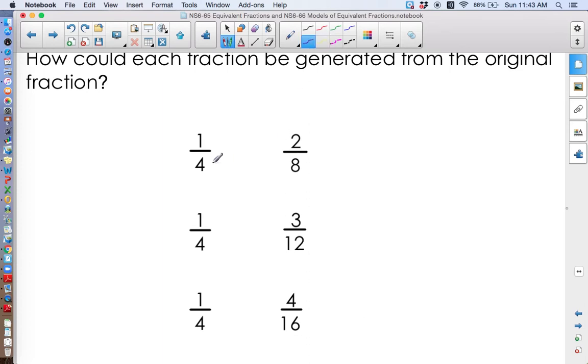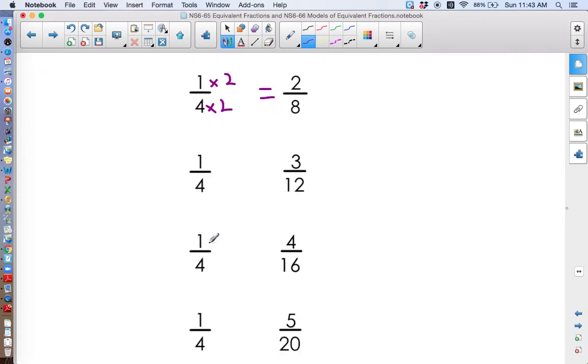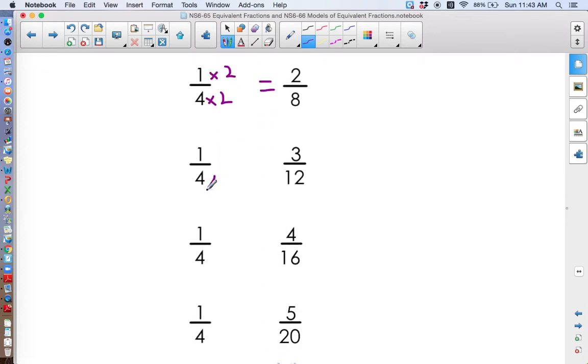So if I multiply 4 by 2, I will get 8. If I multiply those at the bottom, I must do that to the top. That will give me 2/8. If I multiply 4 times 3 to give me 12, then I must multiply my numerator by 3 as well. Whatever I do to the bottom, I must do to the top to give me an equivalent fraction.